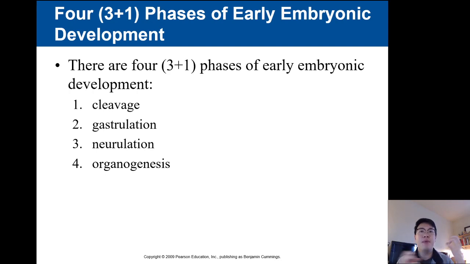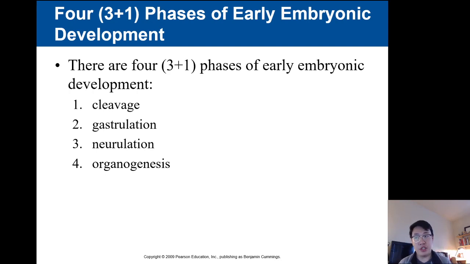Cleavage is just the rapid division of the zygotic cell, or zygote. Because remember, the zygote is just a single fertilized cell. Let me repeat that. A zygote is a single fertilized cell. Once it starts dividing rapidly, that's when it becomes an embryonic cell or embryo, so to speak. The second step. So step 1 is cleavage. Step 2 is gastrulation.